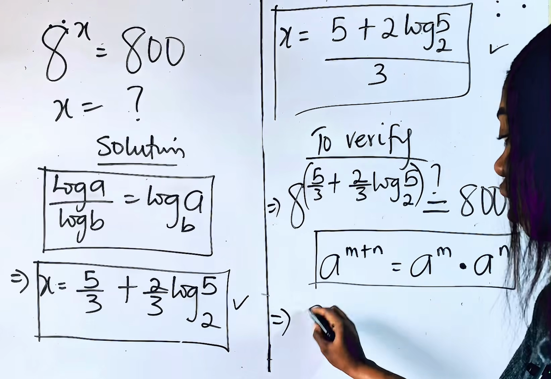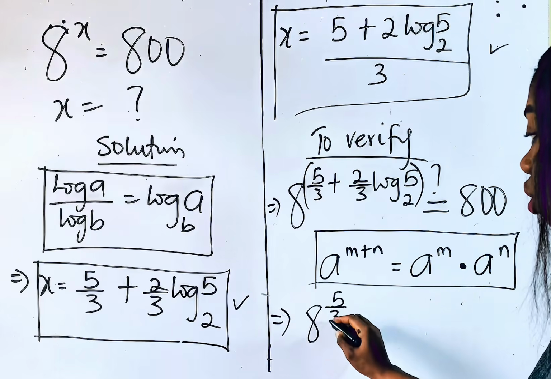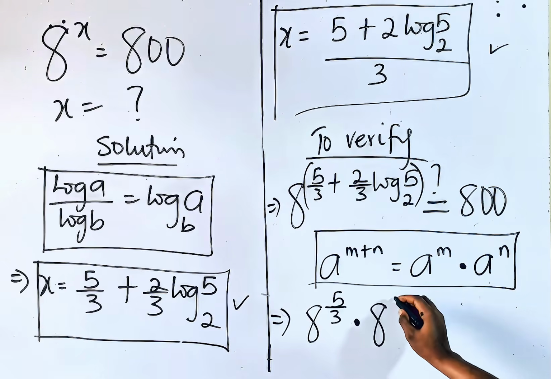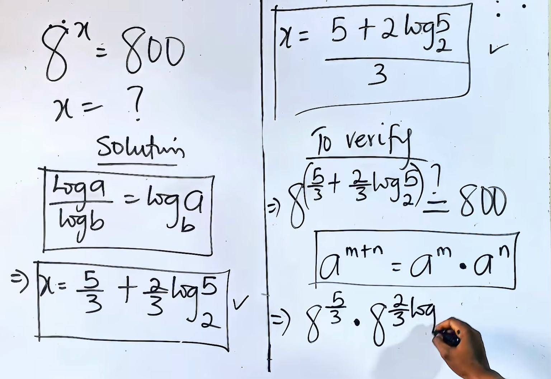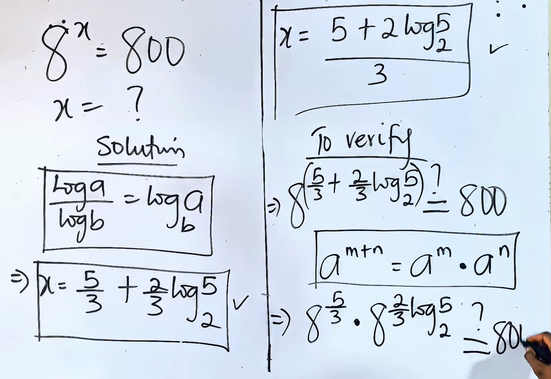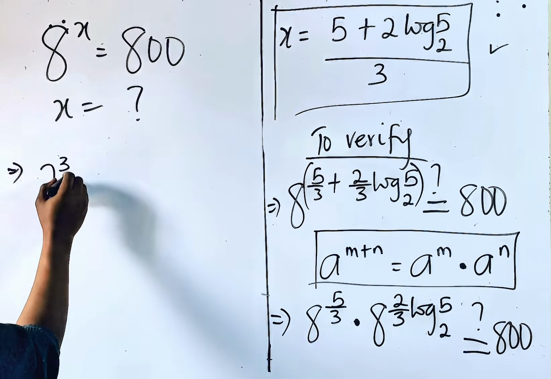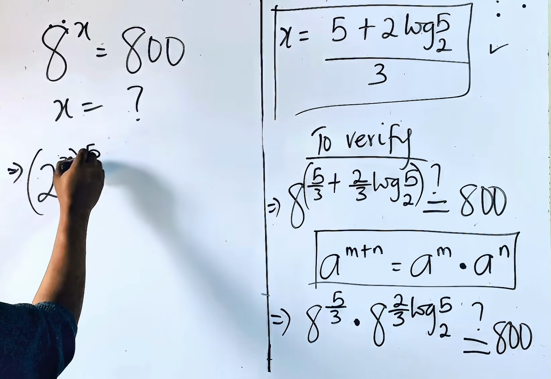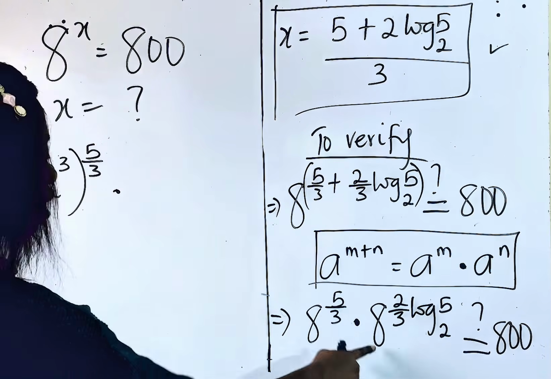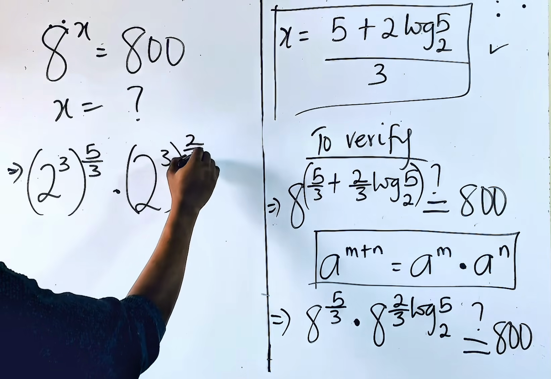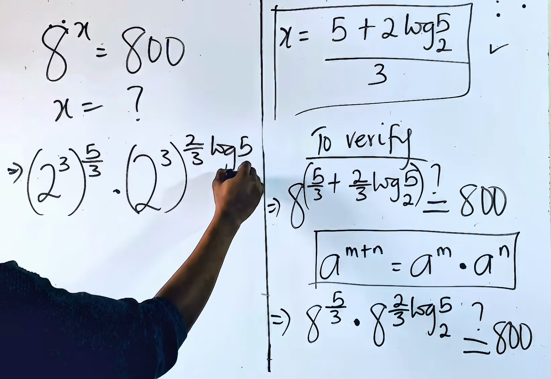If you do that, you have 8 to the power of 5/3. Addition sign will turn to multiplication. So you have 8 to the power of 2/3 of log 5 base 2. Will this still be equal to 800? Let's keep simplifying. Remember that 8 is the same as 2 to the power of 3. So we have this raised to the power of 5/3 multiplied by 8, which is also 2 to the power of 3, raised to the power of 2/3 log 5 base 2.